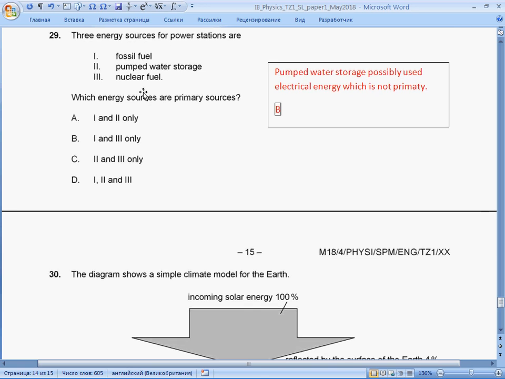29. Three energy sources for power stations are fossil fuel power, pumped water storage, and nuclear. Which energy resources are primary sources? Pumped means we use another energy to pump this water, so 2 is not working. Fossil fuel is primary, and nuclear fuel is primary. It is not made by us, it is made by nature many millions of years ago, so we choose answer B.